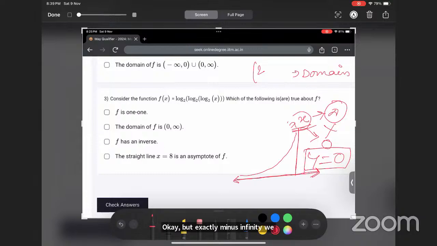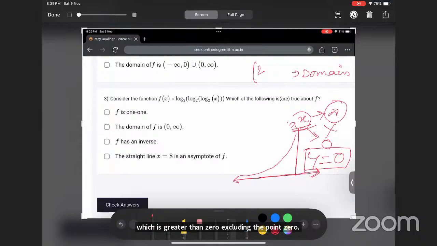That is why we cannot define log of 0, but we can define log of x, where x is tending to 0. That means x is very close to 0. That is why the domain is the open interval from 0. Open interval means we can take all the points which are greater than 0, excluding the point 0.